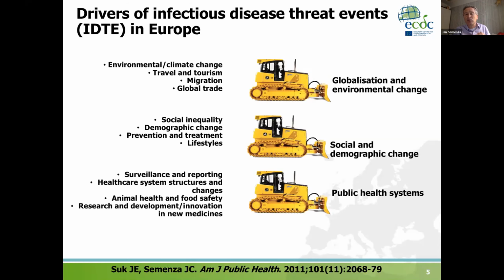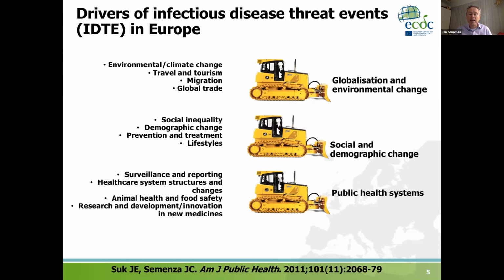And then the third category, the public health system, we are looking at surveillance and reporting, healthcare system structures, animal health and food safety, and research and development. And so we basically came up with these 3 different categories as potential drivers for infectious disease threat events in Europe, and asked ourselves, how can these drivers now interact in a synergistic or potentially antagonistic way to create scenarios or stop scenarios from happening? So can we foresee how they potentially interact?